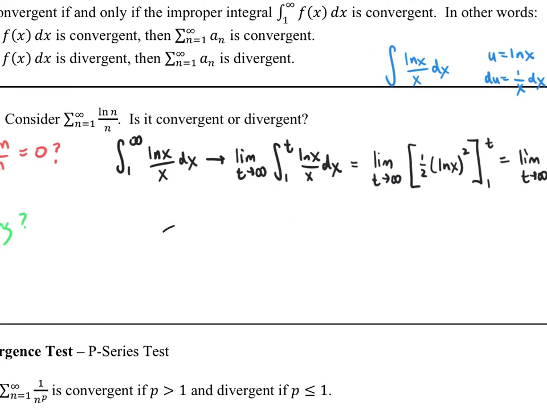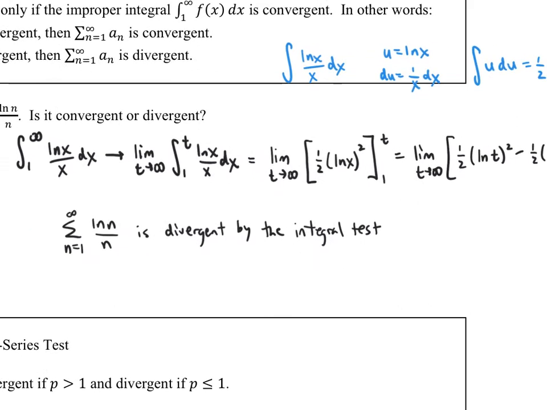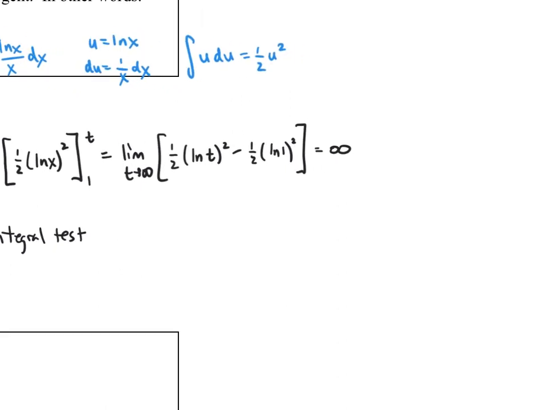So what we can claim here is that the series as n goes from 1 to infinity of the natural log of n over n is divergent by the integral test. And maybe we should also add in here, because it's infinity, therefore this particular improper integral is divergent. That would help our case.